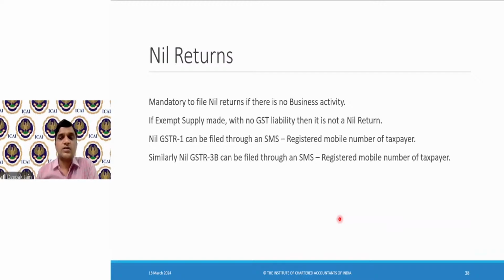Now there is a requirement of nil return. When you don't have any business, still you have to file a nil return, both GSTR1 and GSTR3B. If you don't have any transaction, you still have to report a nil return. So there's a question here: in this month, I don't have any supplies. Okay, so can I file GSTR1 and GSTR3B as a nil return?